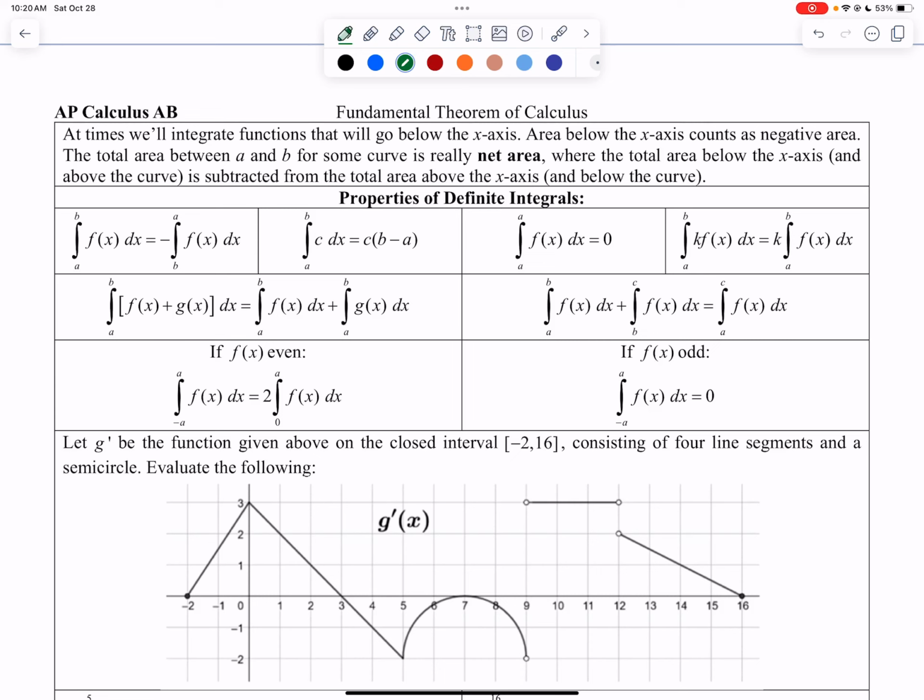Alrighty, in this video, we are going to be talking about the fundamental theorem of calculus, but before we do that, this first part is going to be on properties of definite integrals, and then we'll talk about the fundamental theorem of calculus on the second part.